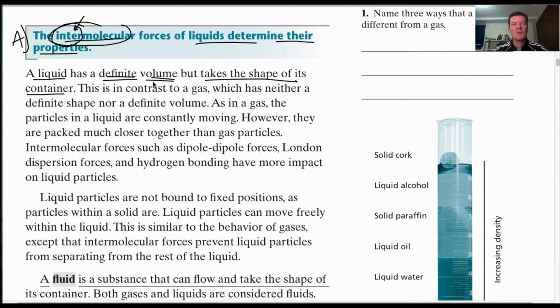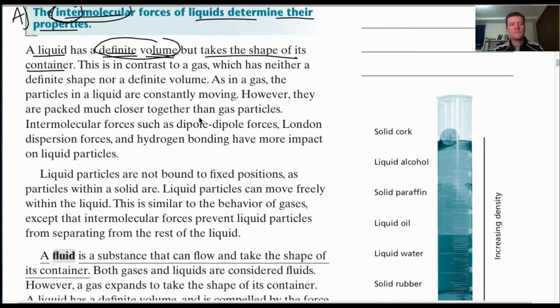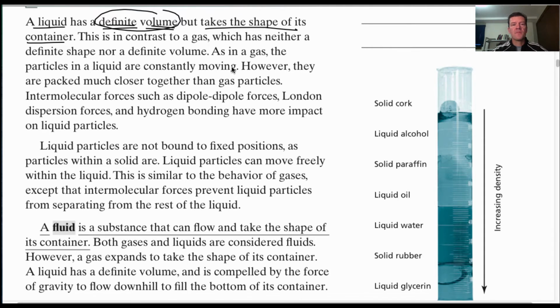The difference between a liquid and a gas is, yes, the gas also took on the shape of the container, but the gas did not have a definite volume. A liquid has a definite volume. All right. Like a gas, liquid particles are constantly moving. Remember we said it's fluid. So you should write down that liquid is fluid. All right? But what are some differences? Well, some differences are that liquid particles are much closer together than gas particles.